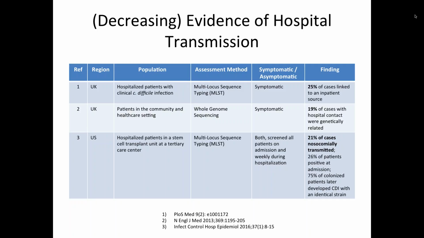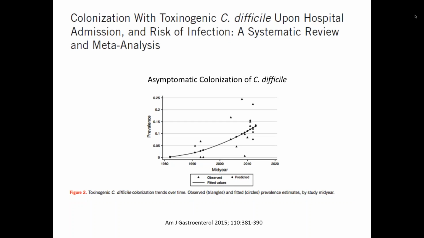I think some other take-home points from that study were that 26% of patients were positive at the time of their admission, which is a high number, and 75% of colonized patients later developed C. diff infection with an identical strain to the one that they were colonized with, again suggesting that asymptomatic colonization is a significant risk factor for the development of disease. At least in some of these studies, it may suggest that the majority of cases that occur in the hospital are not from a strain that they got while they were there, but from a strain that they had before they came in.